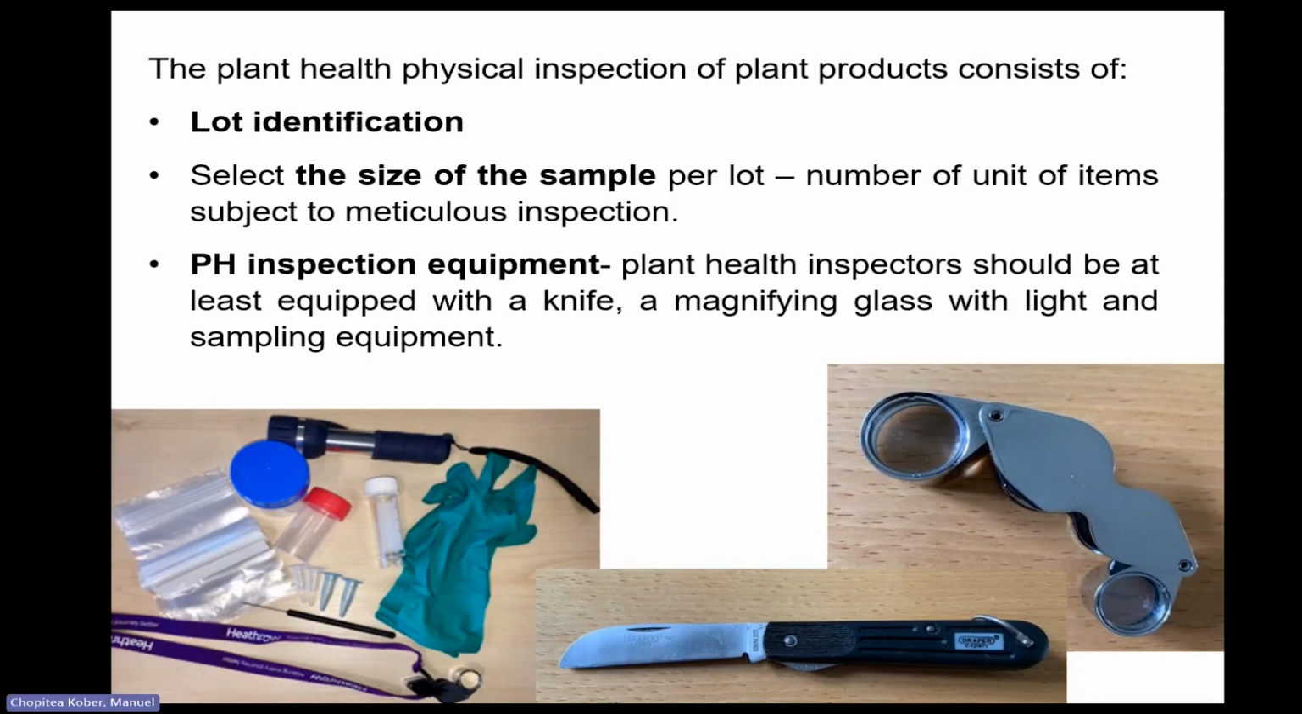When they examine fruits, sometimes they see holes where they suspect there are caterpillars inside that might be quarantine plant pests and diseases, so they can cut through the vegetables. Gloves to protect themselves from what is in the commodity, a torch, and the bottles, which is how they send the intercepted pest to the lab.